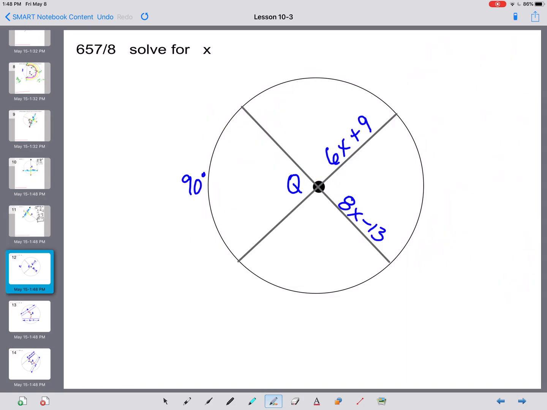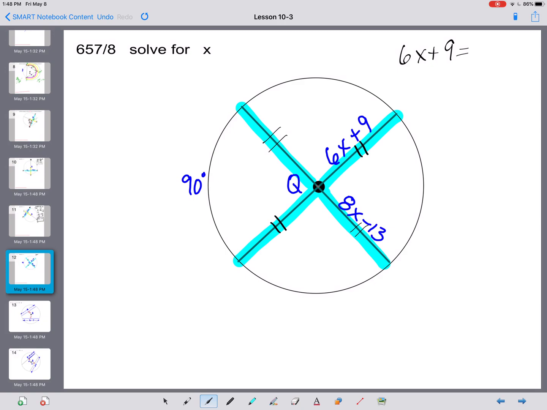Okay, what do we got? 8. Okay, now take a look. All 4 of these are the radiuses. They're all the radiuses. Well, what do you know about all the radiuses? In any circle, all the radiuses are equal. Okay, there's our equation. 6x plus 9 equals 8x minus 13.